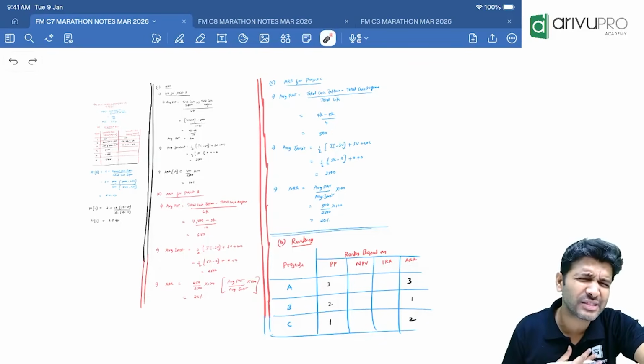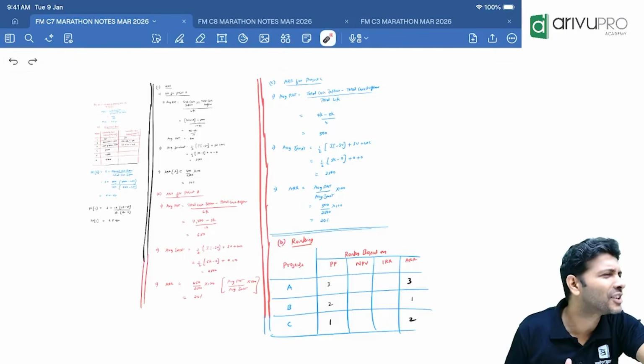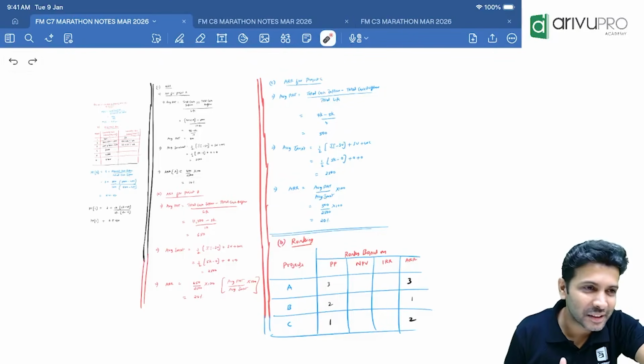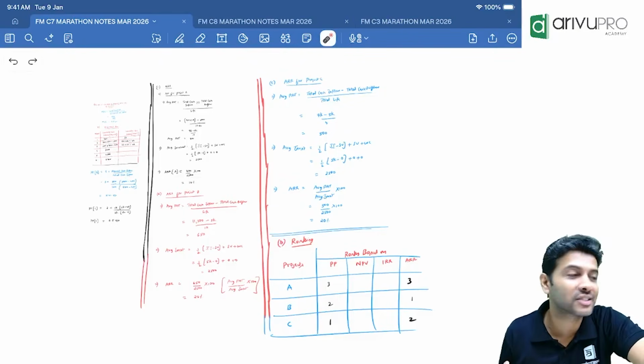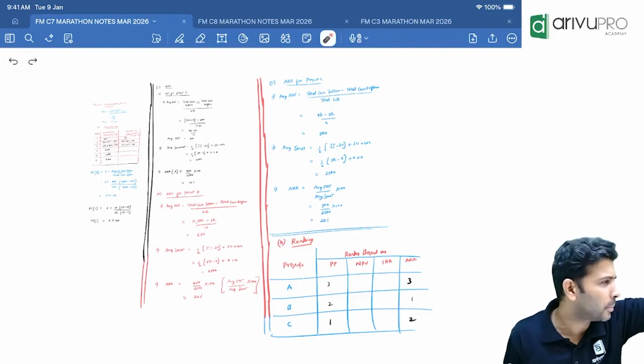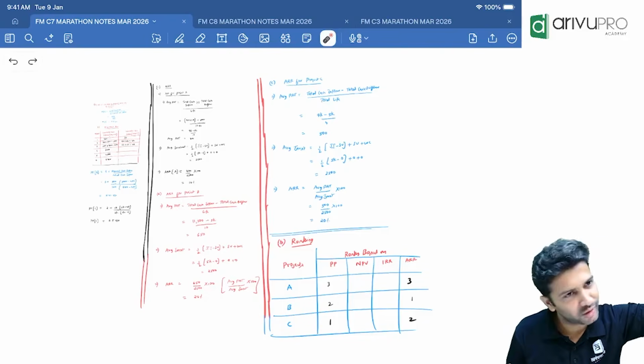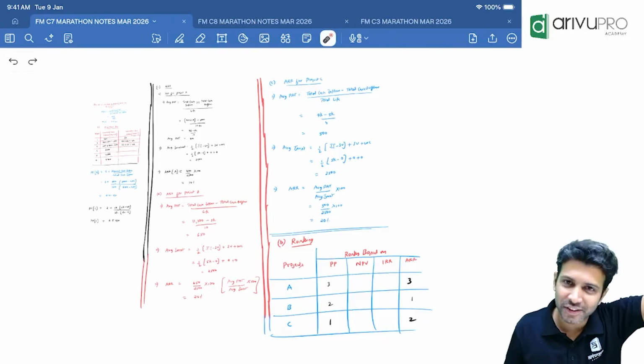I know, just needed another 20 minutes extra. I could not complete the paper. I only completed 70 marks, 80 marks, 90 marks. This is the common dialogue CA students give. I'm sure many of you will give the same dialogues after the exam. But don't worry, it's fine.